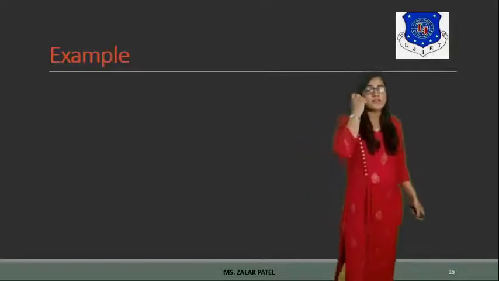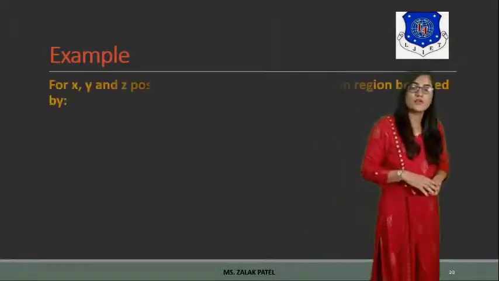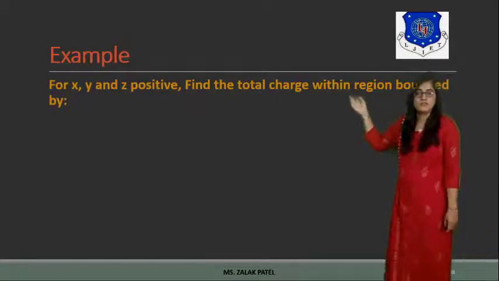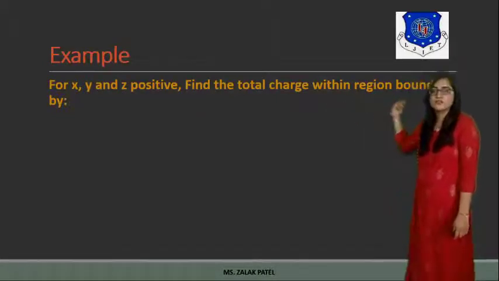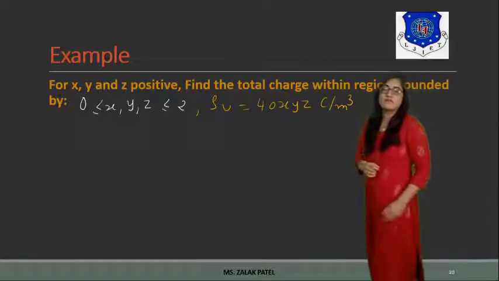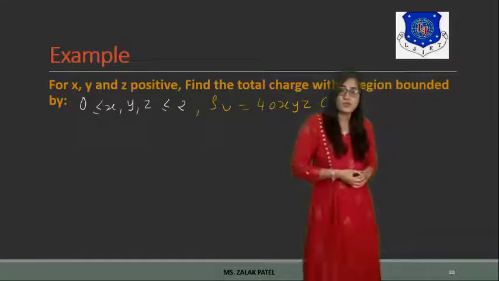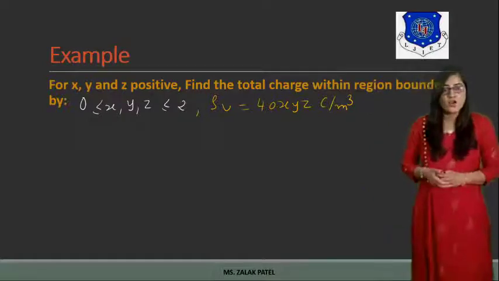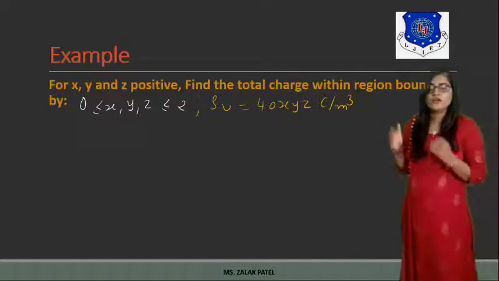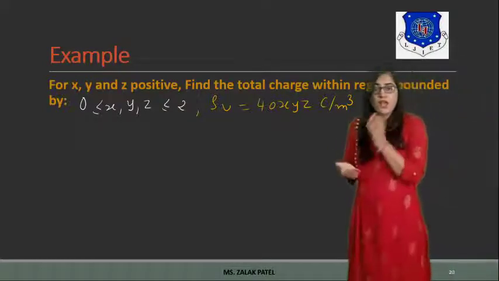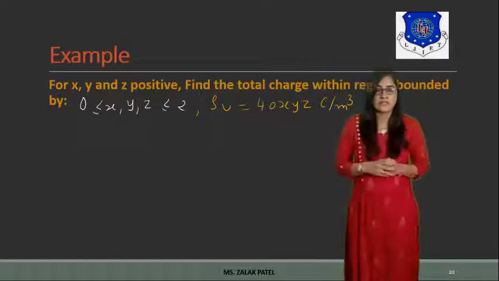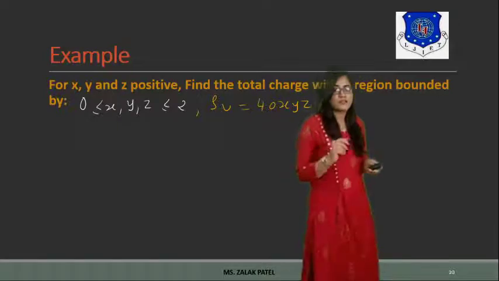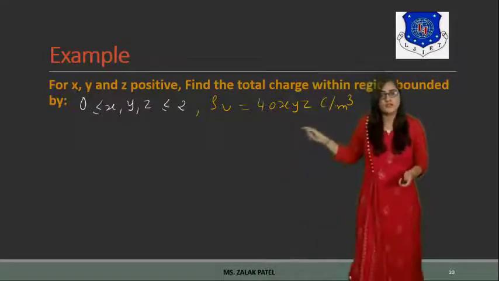Based on this, let's see one example related to it. For x, y, z positive, find the total charge within a region bounded by x, y and z between 0 to 2, where the volume charge density is 40 x y z coulomb per meter cube. Here the volume charge density and the distribution are given. So according to the standard charge configuration, we have to use the volume charge configuration.